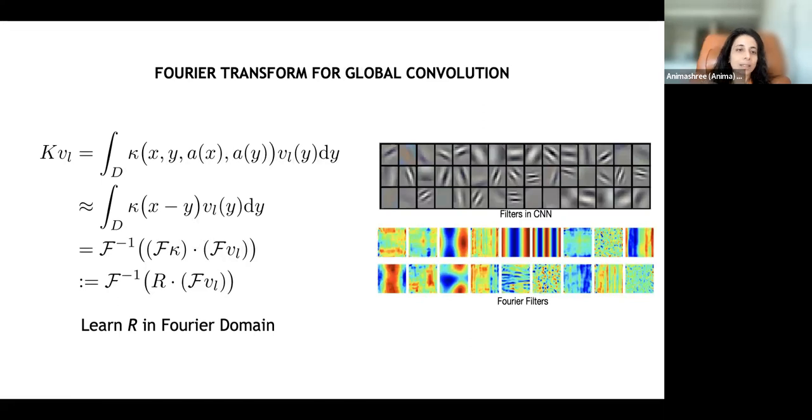One thing is, first of all, it makes computation very fast, because all we need to do is solve for the FFT, the fast Fourier transform, and we learn the weights in the Fourier domain. So learning the weights in the Fourier domain, we just need element-wise multiplication.